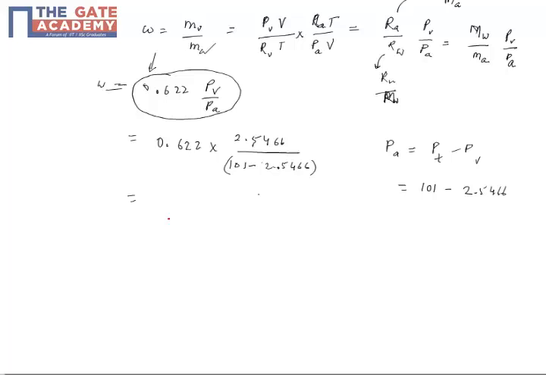When we solve this, we get about 0.016 kg of water per kg of dry air, because you have to go by the definition. It is a unitless quantity, so 0.016 is the answer.